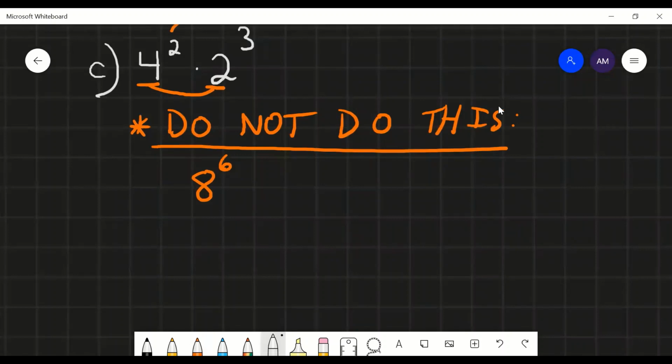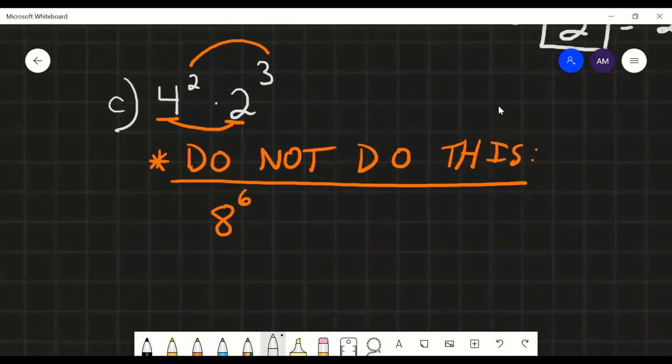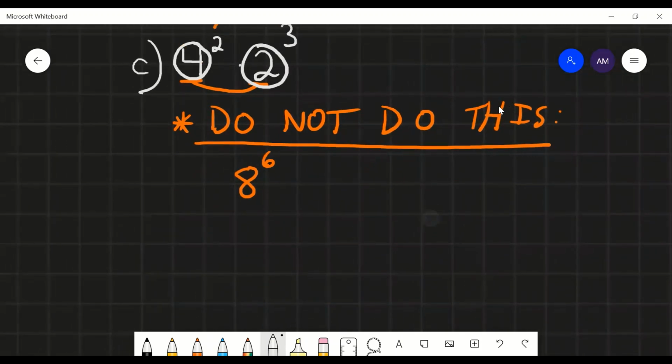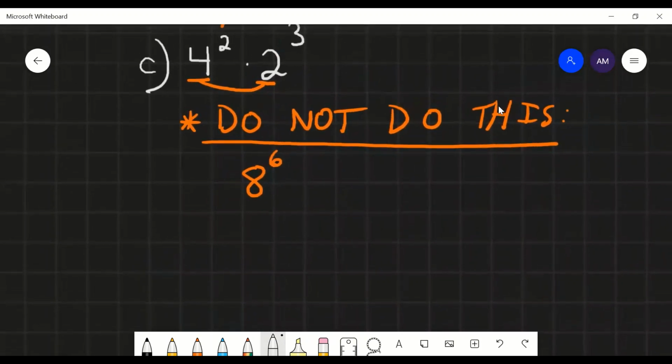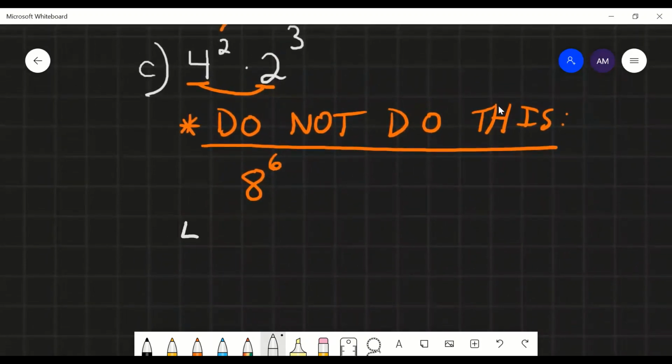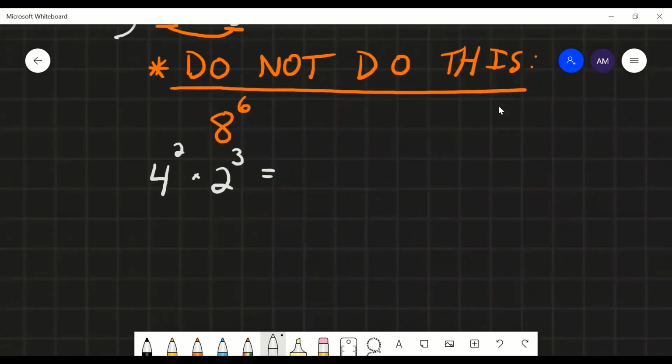The actual correct way to do this is, and the reason it was not correct is because you have to have the same base for both of these that are multiplied together. If they're not the same base, we have to find some way to represent them as the same base, if that's possible. So 4 to the power of 2 times 2 to the power of 3. Well, 4 is just 2 squared.